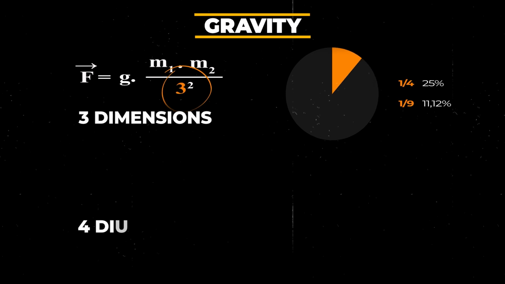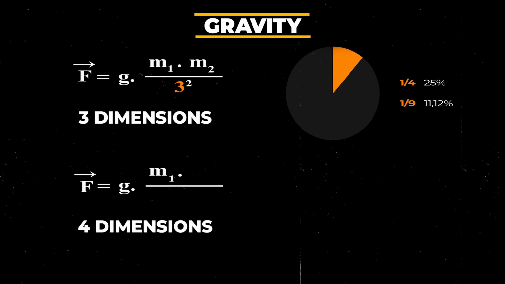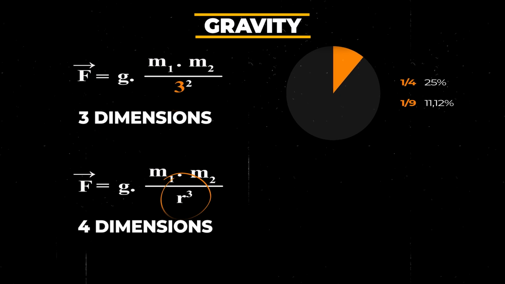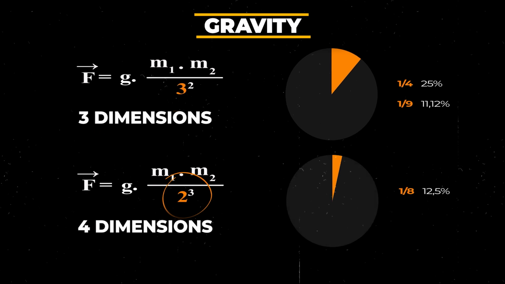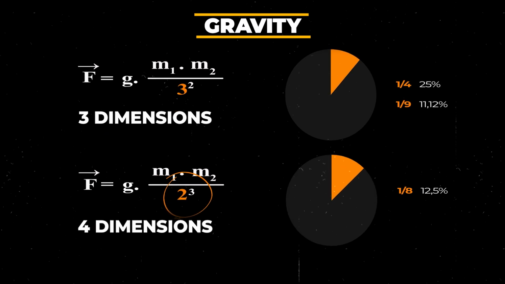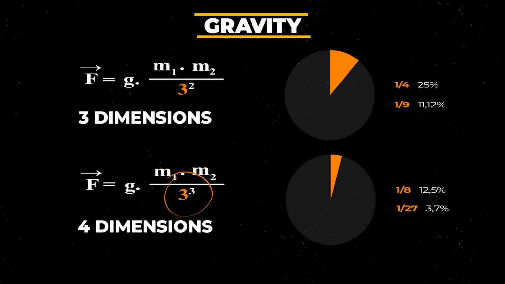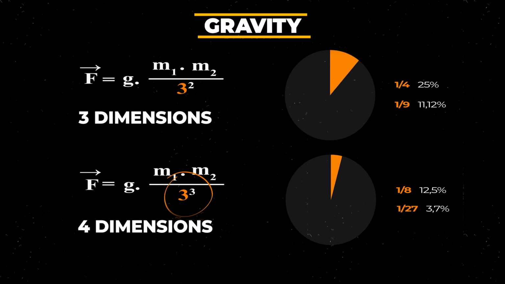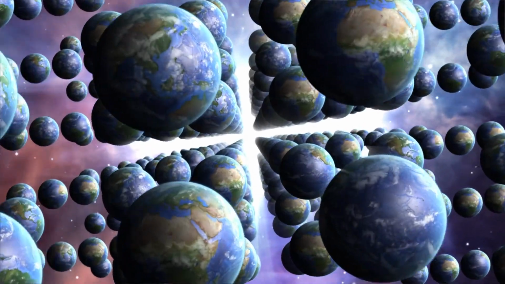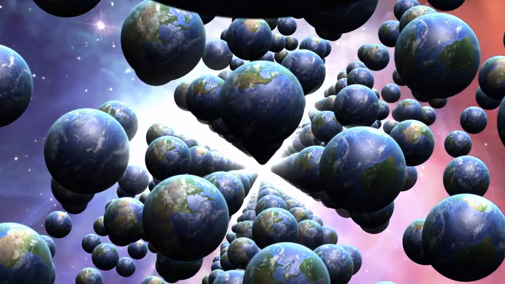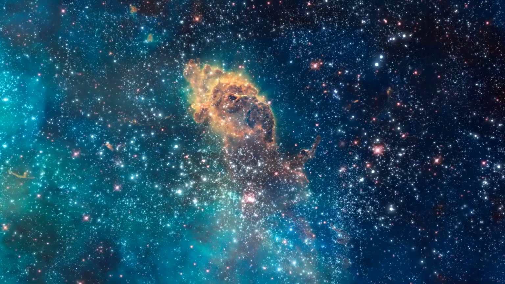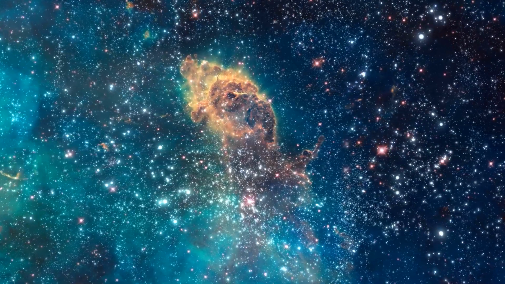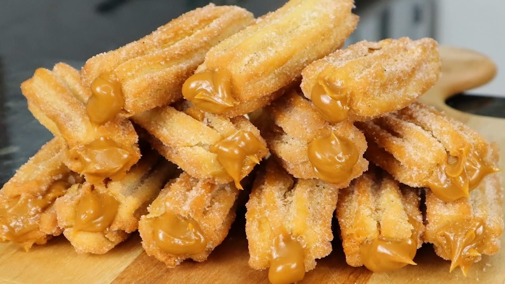We're always squaring it. With 4 space dimensions, the force would drop off with the cube of the distance. So, doubling the distance now actually would make the gravity force 8 times weaker instead of 4. And interestingly, tripling the distance would actually cut the force by 27 times instead of just 9. So, in a universe with 4 or more space dimensions, gravity would be far too weak to form complex structures like galaxies and star systems. And without star systems for life to emerge, you'd end up with a bland universe with no sweet, sweet churros.